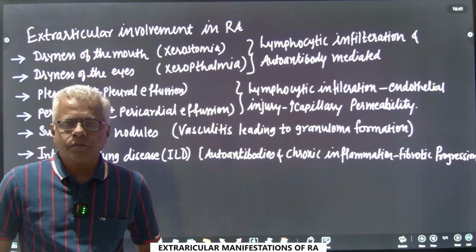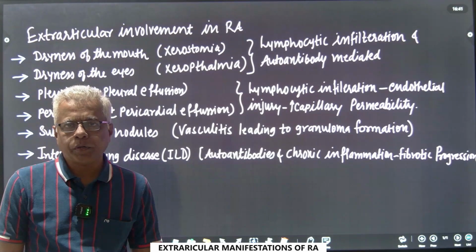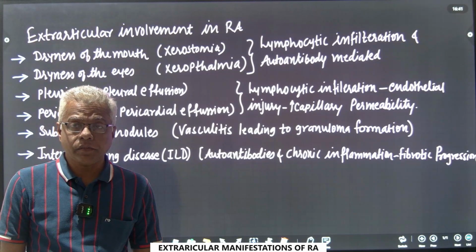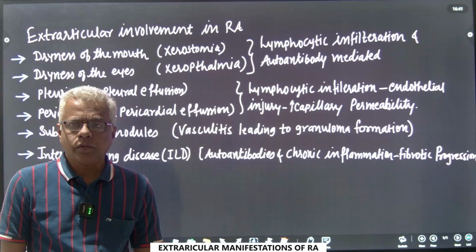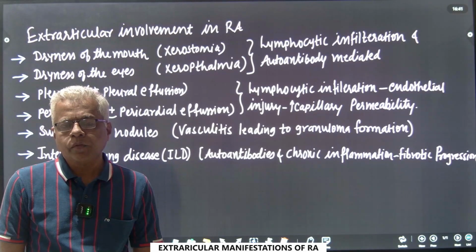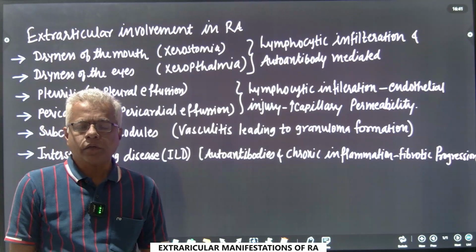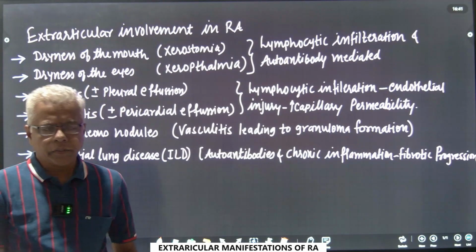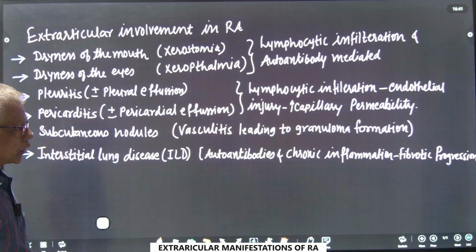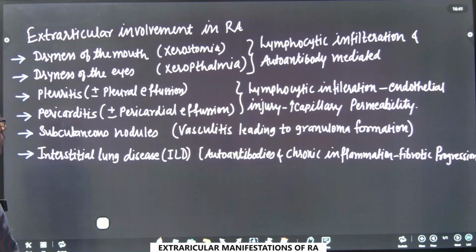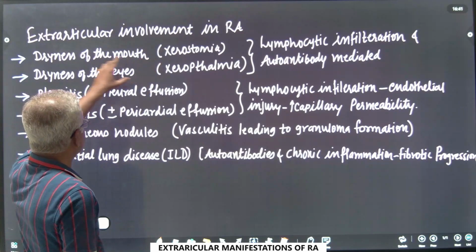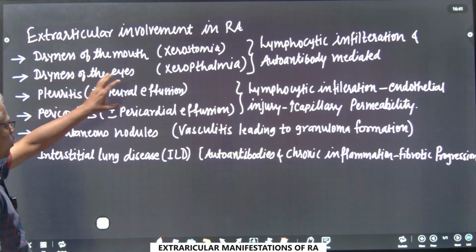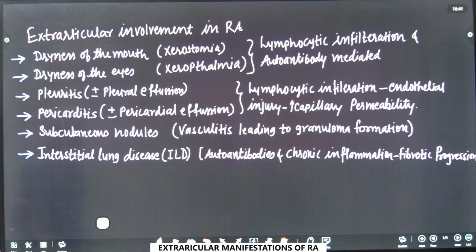So already in the definition we have seen that rheumatoid arthritis is a systemic disease, and in addition to involvement of the joints, it also involves various other systemic tissues. Here we will try to see which are the extra-articular involvements of rheumatoid arthritis. So see here, in rheumatoid arthritis we get xerostomia, that is dryness of the mouth, and xerophthalmia, that is dryness of the eyes, as a secondary Sjogren's syndrome.